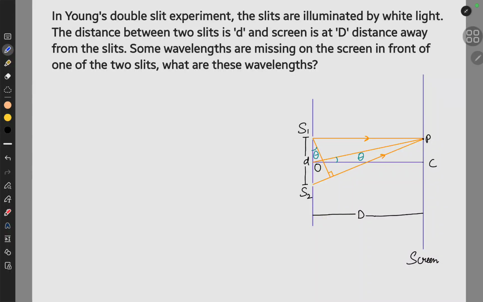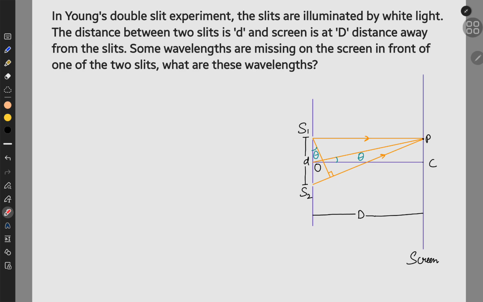In this question we have Young's double slit experiment and we need to calculate the missing wavelengths, those wavelengths that will be missing in front of one of the two slits. Let's say this P is the point where we are trying to determine the wavelengths that are missing in front of this slit S1. For that, we need to find out the destructive interference at point P for the rays coming from S1 and S2, and then we will be able to solve for the wavelengths that will be missing.